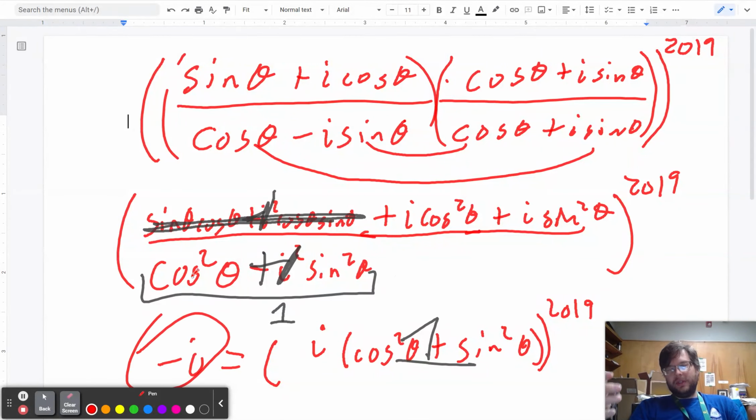So a couple different ways to do it. I think the second way is a little more elegant. And in general, whenever I do a division problem with complex numbers, I think about using the conjugate. So there you go. Let me know if you have any questions, and I'll help out.